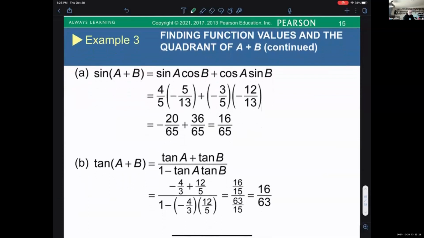So for sine A plus B, they do the formula, plug in the values, and get this answer. And so literally, we now know the sine of A, the cosine of B, the cosine of A, the sine of B, all of those were figured out. And we now know tan A and tan B because we did that as well, and we get that answer.